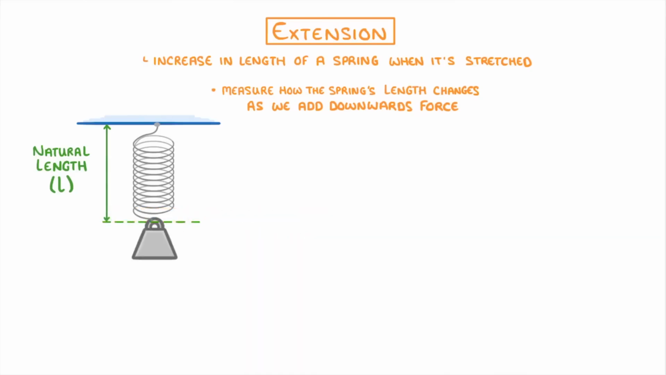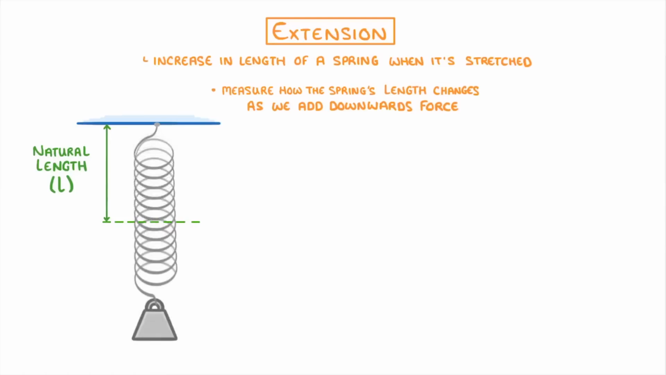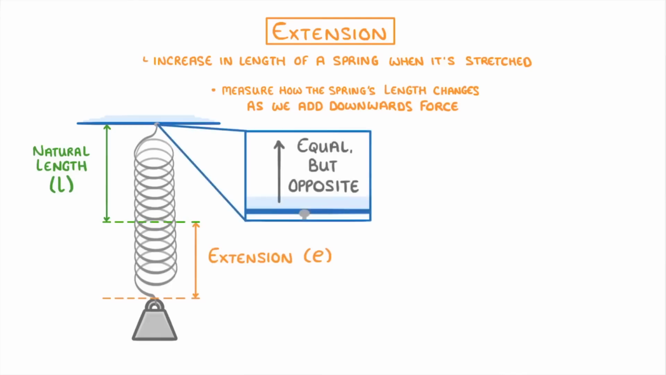If we then add a mass to the bottom of the spring, the weight of that mass will pull on the spring and so increase its length, which we can then measure as the extension. One thing to point out here is that the solid support will also be exerting an equal but opposite force upwards. And this is why the spring doesn't fall down when we add any mass. It's being perfectly balanced by the support.